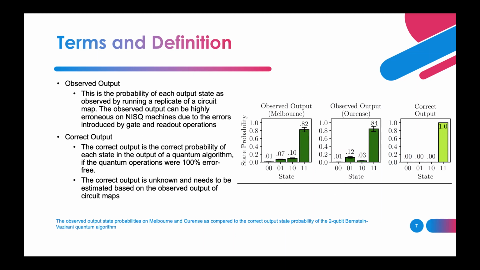So from these two types, we have observed output and correct output. The observed output is the probability of each output state, the result that you get. The correct one is the one that is based on theory, or the computation in simulators without errors or anything like that. Normally, what people do is run a partial quantum algorithm or circuit on a simulator, calculate the result, and then run the exact one on the quantum computer and try to fix it.